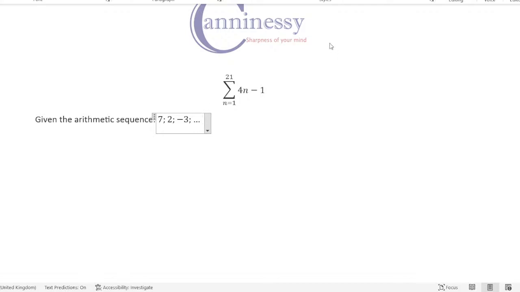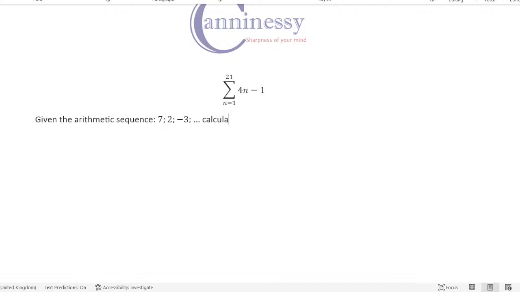Why do we say this is a sequence? Because there is no plus sign. If it was a series, we would have a plus here and a plus there. But now as a sequence, we have a semicolon, right? So now one, two, three continues.